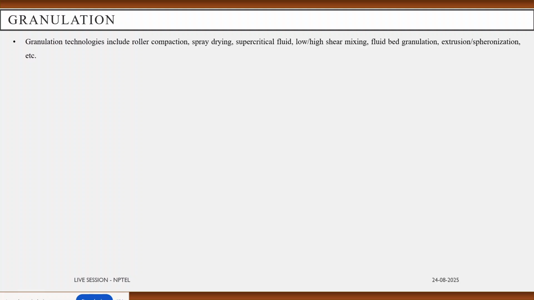Okay, so we were discussing the wet granulation and dry granulation processes. So granulation technology includes roller compaction, spray drying, supercritical fluid, low or high shear mixing, fluid bed granulation, and you can say extrusion. So there are different categories of wet granulation and dry granulation processes.